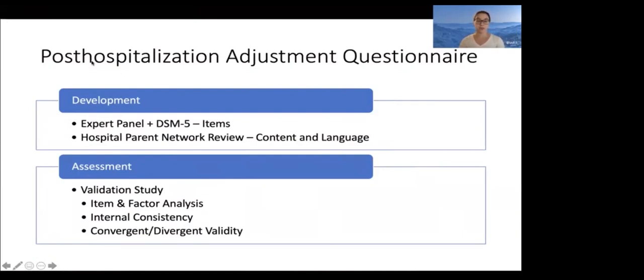And the decision was made to create developmentally specific versions of the questionnaire, the first of which is for 2 to 6-year-olds. The questionnaire has been reviewed by members of 2 different hospital parent networks for content and understanding, and will soon be entering a validation phase. It's my hope that this will begin to pave the way to a better understanding of normative and clinically significant responses in children after hospitalization or surgery with anesthesia. And we have so much more to learn, so please stay tuned.